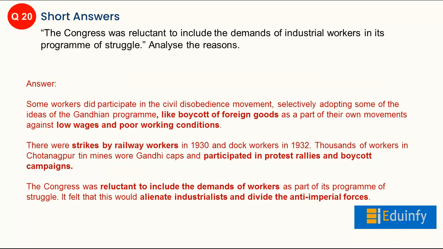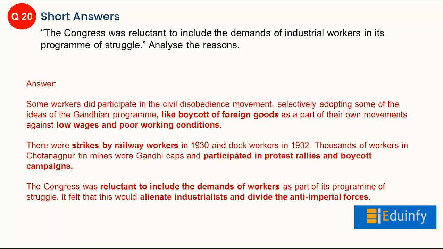The Congress was reluctant to include the demands of industrial workers in its program of struggle. Analyze the reason. Some workers did not participate in the civil disobedience movement, selectively adopting some of the ideas of the Gandhian program, like boycott of foreign goods as a part of their own movements against low wages and poor working conditions. There were strikes by railway workers in 1930 and dock workers in 1932.